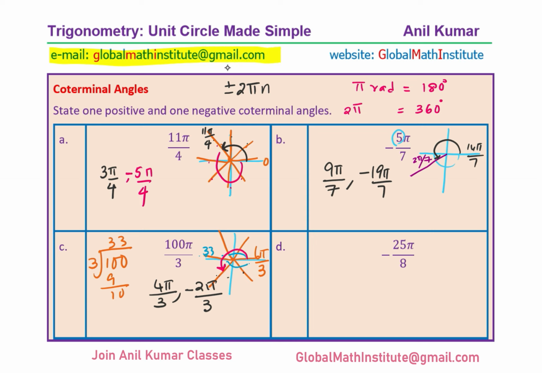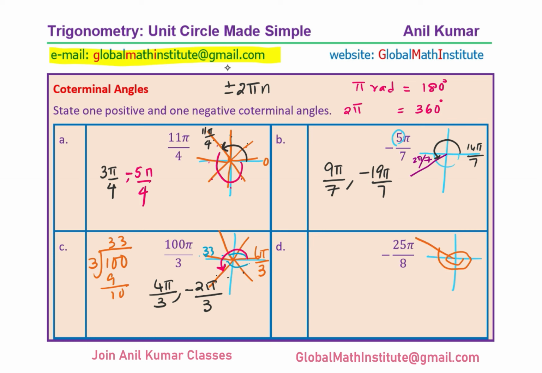Now let's take up the last example here. I'd like you to pause the video, answer this question, and then check with my solution. Minus 25 pi by 8. So let's begin. If I go pi by 8, this is 8, right? 16. Do you see that? 8 times. And then this is 24. And this is 25 pi by 8.